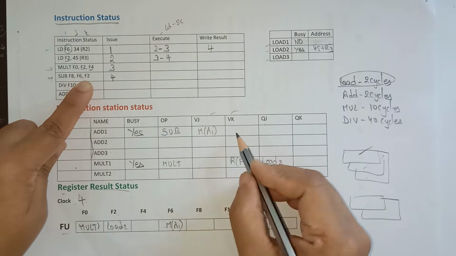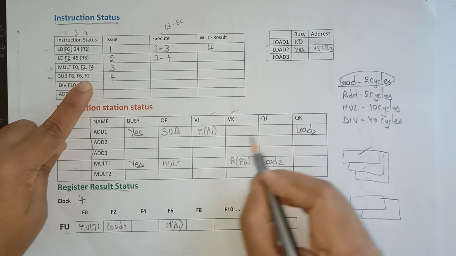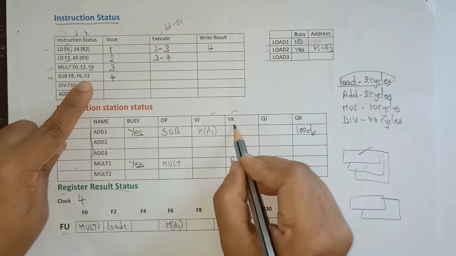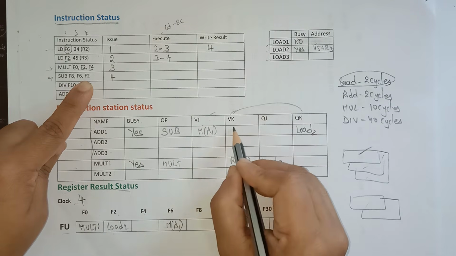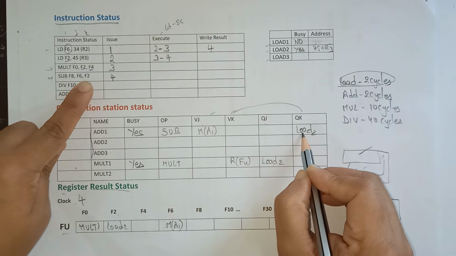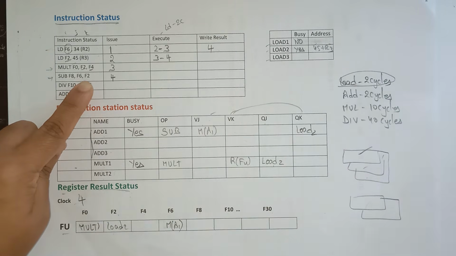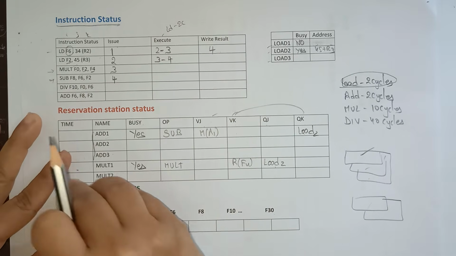So write it in the reservation station. Load 2: I am writing under the K because J is already there, but the K value is not free. So write it in the reservation station as Load 2. Okay, so now the subtraction is over. So this is the fourth clock cycle. Now go to the fifth clock cycle.